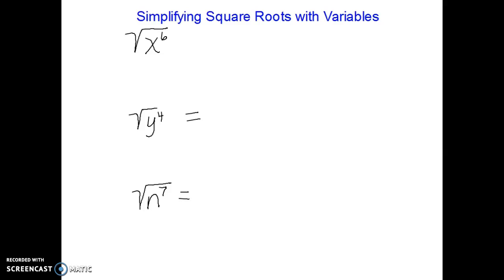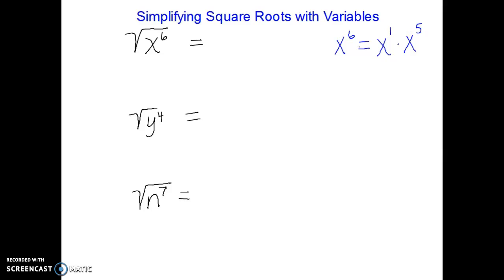This is a demonstration on how to simplify square roots that have variables. In my first example, I have the square root of x to the 6th power. I need to try to figure out what two things I can multiply to get x to the 6th. X to the 6th could be factored as x to the 1st times x to the 5th power.